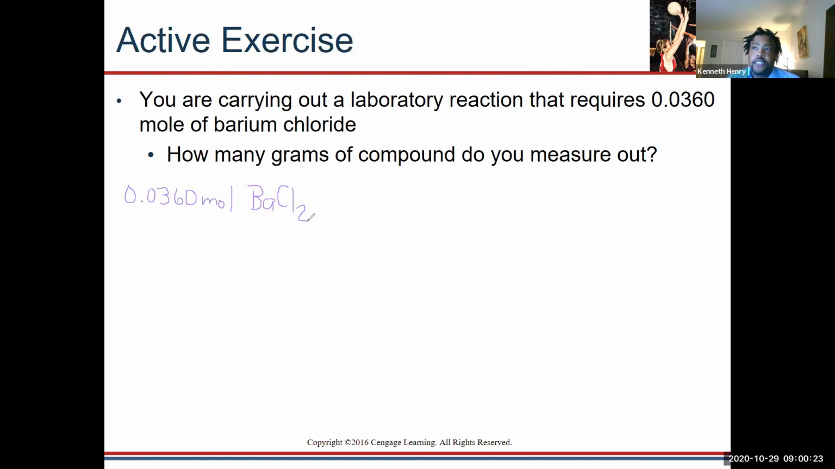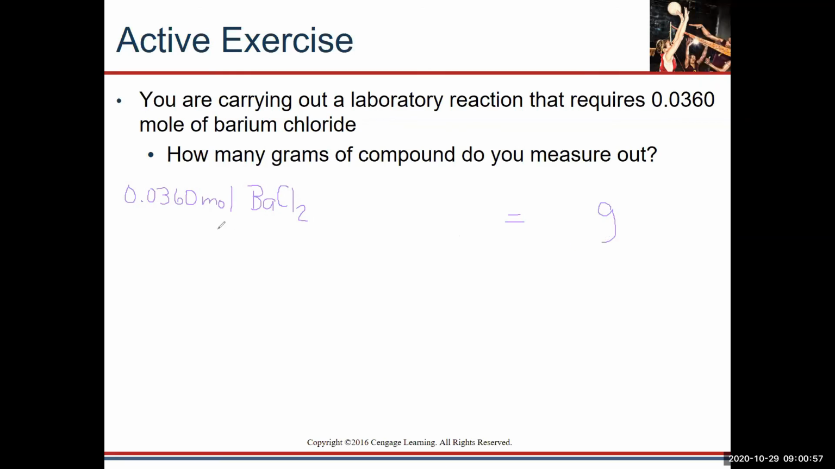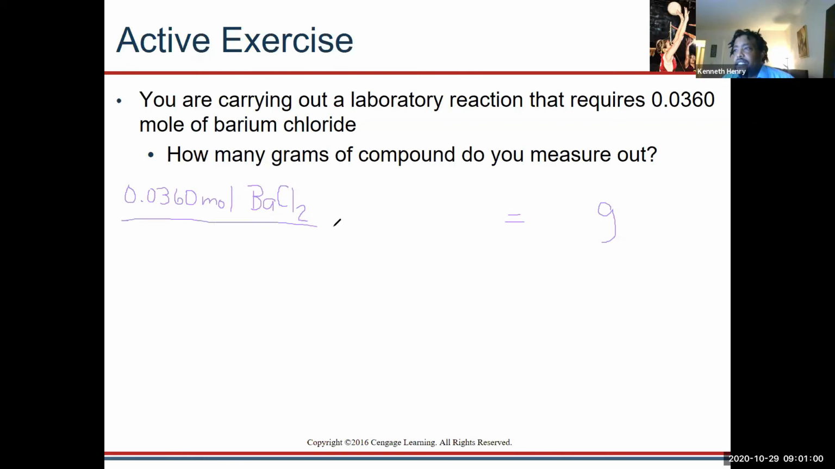Now, the question asks how many grams of the compound we need to measure out. So it wants to know grams. That's our goal, right? Do I want to know how many molecules of barium chloride we have, or do I want to know the mass of barium chloride that I need to weigh out? Mass. Okay, so how would I calculate the mass? Obviously I want something that has grams in it.